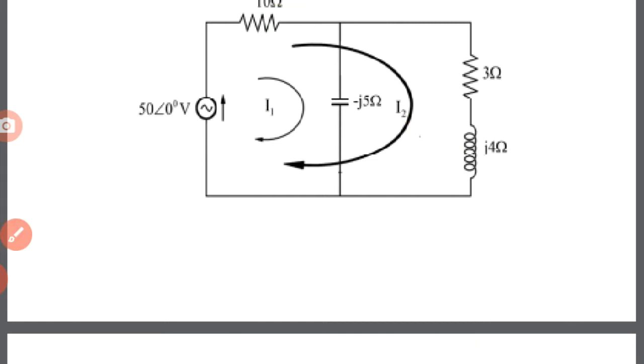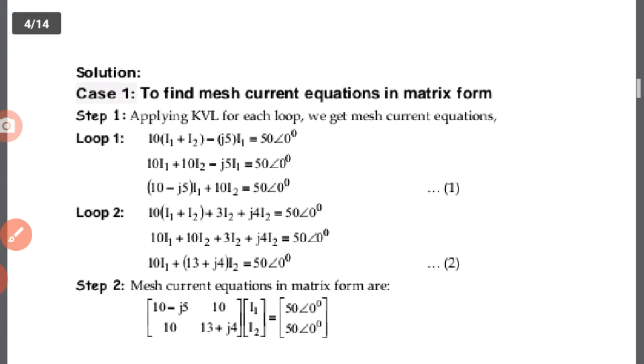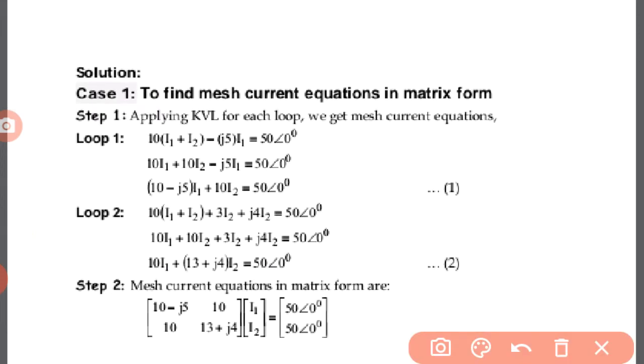We look here: 10 into I1 plus I2, minus J5 into I1, is equal to 50 angle 0 degrees. That is (10 minus J5) into I1 plus 10 into I2 is equal to 50 angle 0 degrees. At the same time, for the loop 2 equation, again through this 10 ohm resistor the two currents will be flowing, that is 10 into (I1 plus I2) plus 3 into I2 plus J4 into I2 is equal to 50 angle 0 degrees.